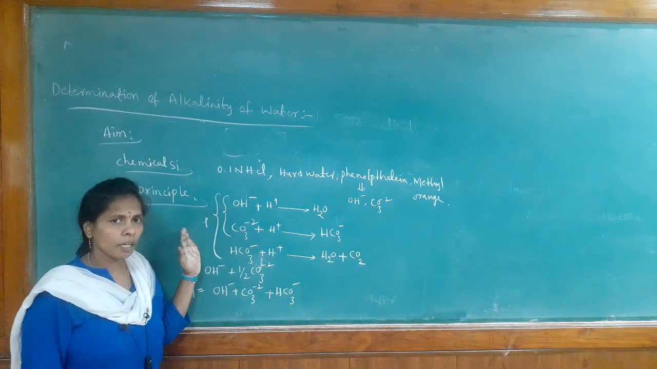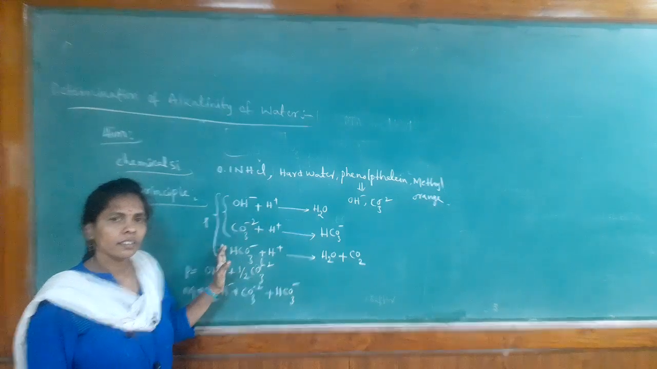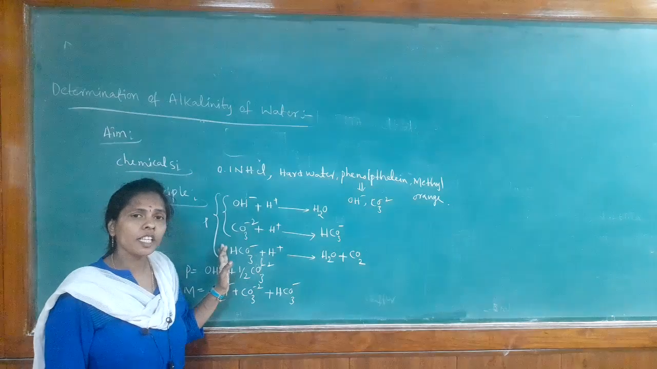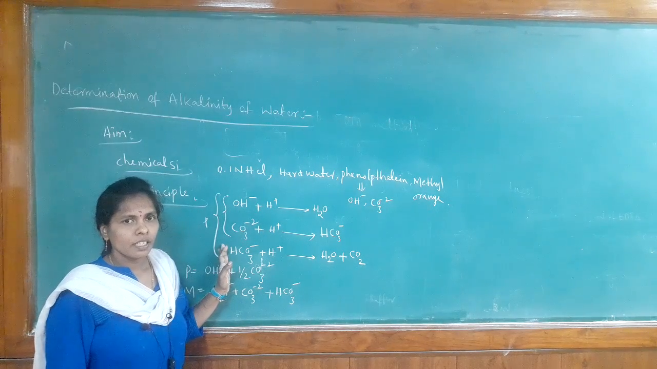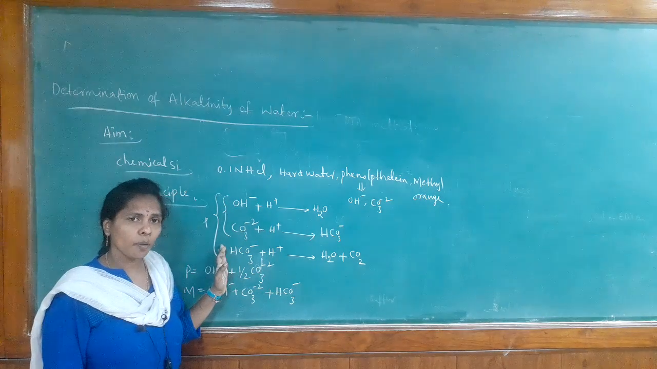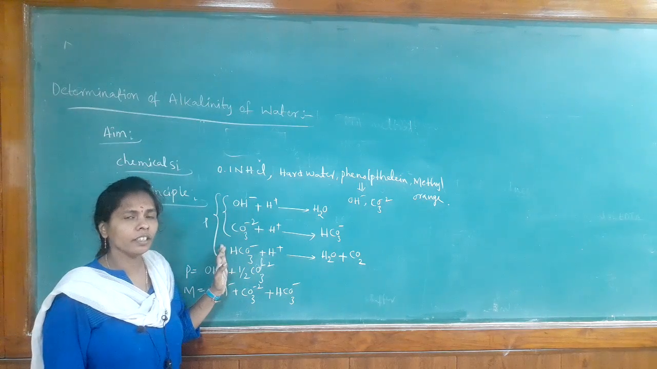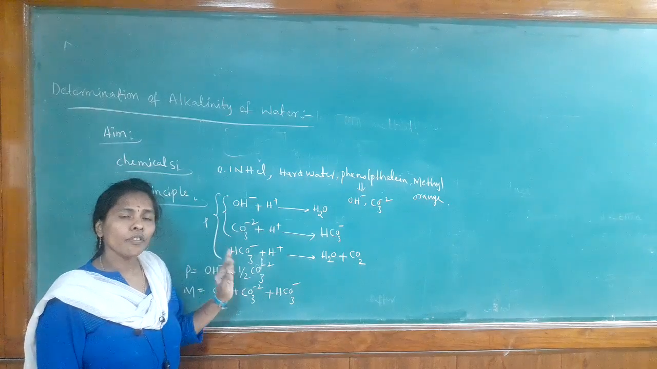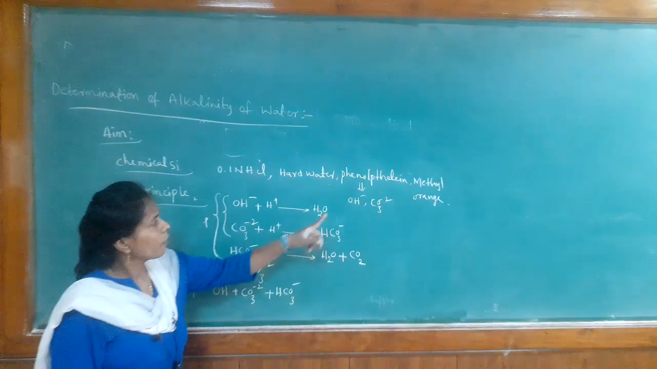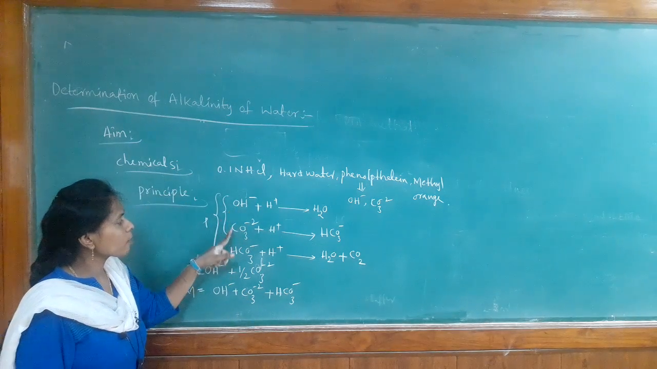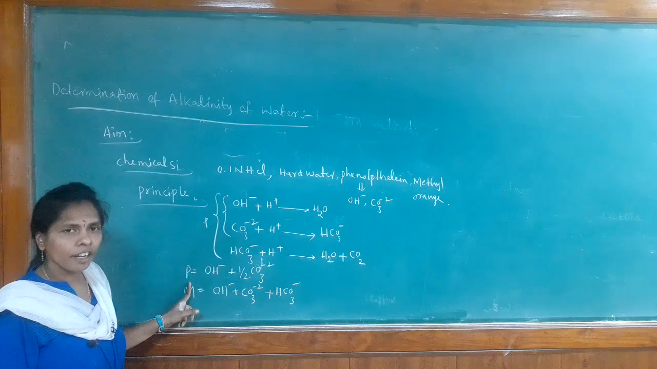So, now let us see the principle again. Here our solution has alkalinity. The alkalinity is determined by using 0.1 normal hydrochloric acid. Here alkalinity is caused by OH minus, bicarbonate and carbonate. OH minus and carbonate are determined by using phenolphthalein, but all 3 ions are indicated by using methyl orange. So, if you want to find only total alkalinity, we can use only methyl orange. But when we are going to find only OH minus and carbonate, we are going to use phenolphthalein.